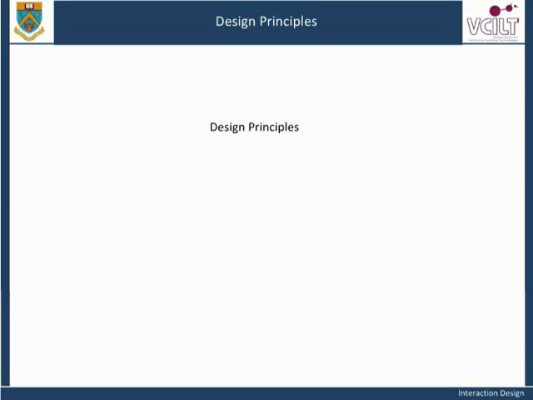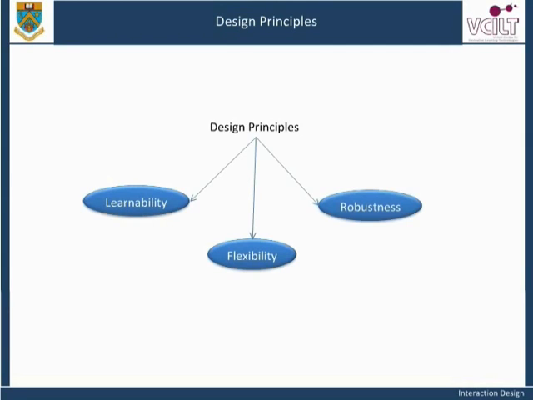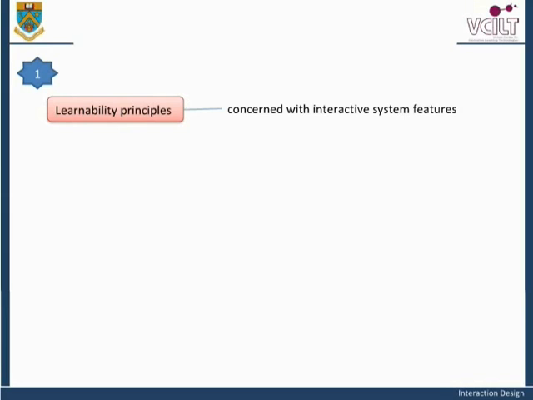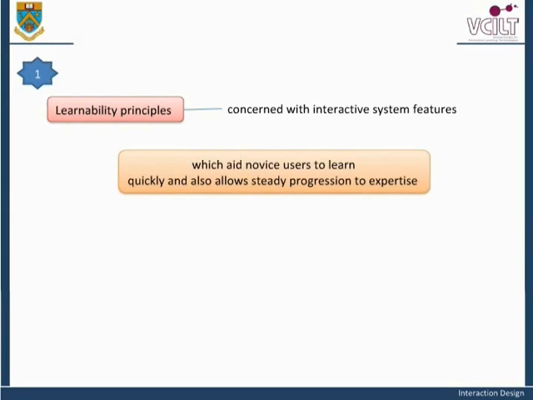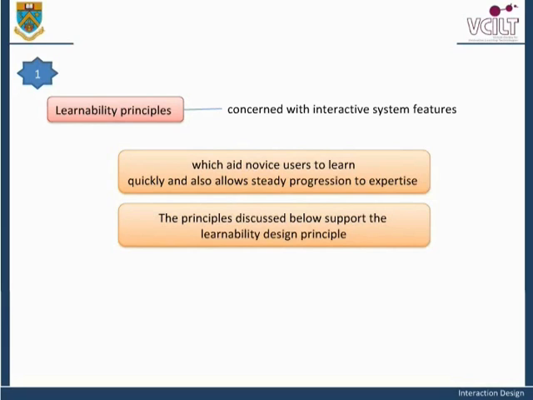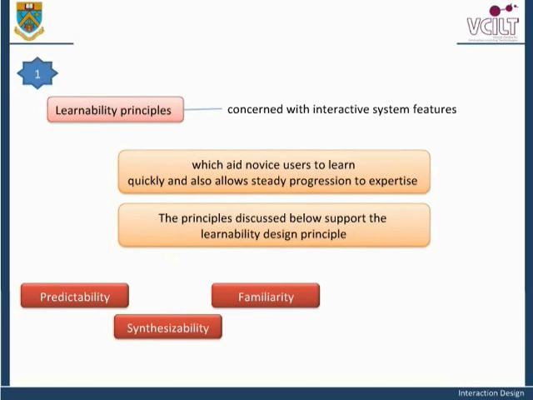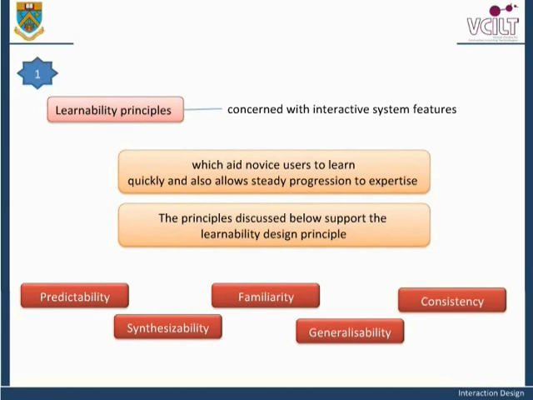Dix et al. 1998 split the design principles into three main categories: learnability, flexibility, robustness. Click on the ellipse to see in detail each category. Learnability principles are concerned with interactive system features which aid novice users to learn quickly and also allow steady progression to expertise. The principles discussed below support the learnability design principle. Learnability is divided into 5 parts: predictability, synthesizability, familiarity, generalizability, consistency.